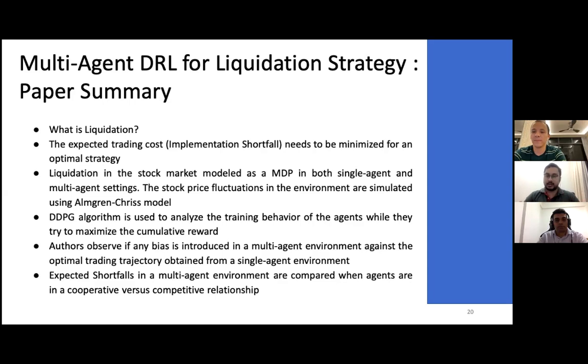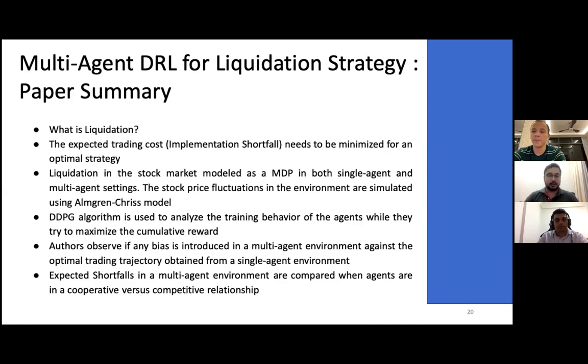So here liquidation in the stock market is modeled as a Markov decision process. And as I said, we use both the single agent and multi-agent settings. And the stock price fluctuations in the environment are simulated using the Almgren-Chriss model. So the Almgren model talks about how the stock price, when we are making these liquidations, varies according to the permanent impact and the temporary impact and the volatility and the drift in the market, and how they have an impact on the stock price, because we are going to do it sequentially.